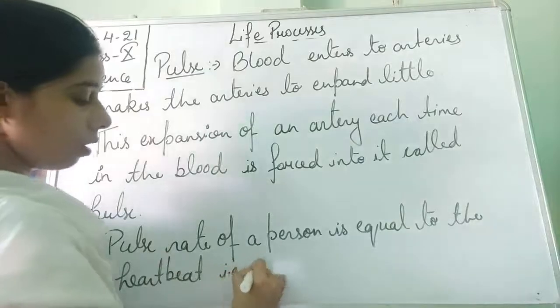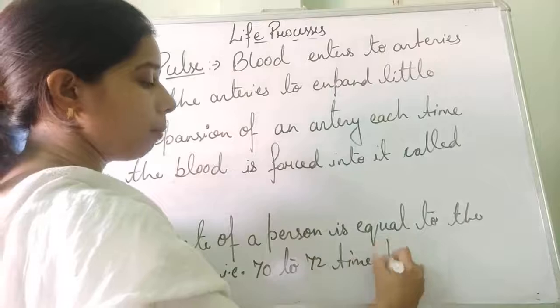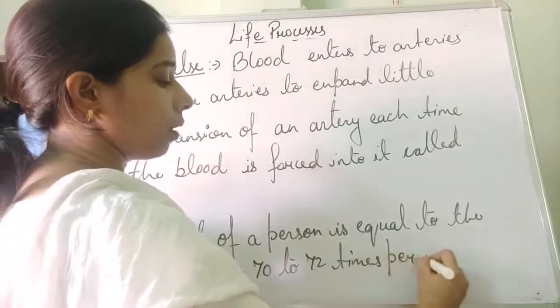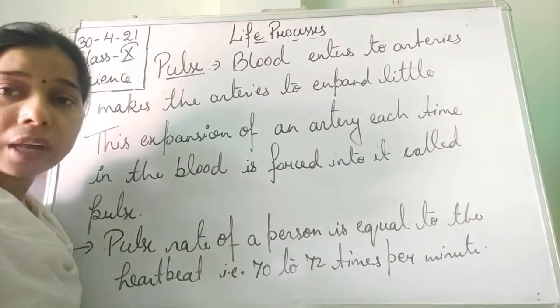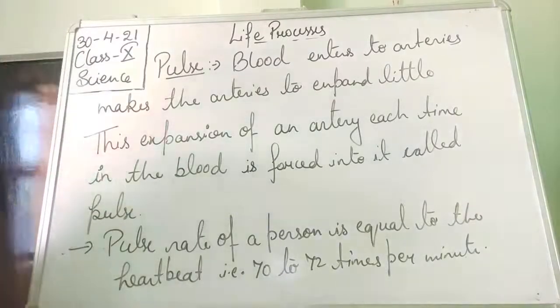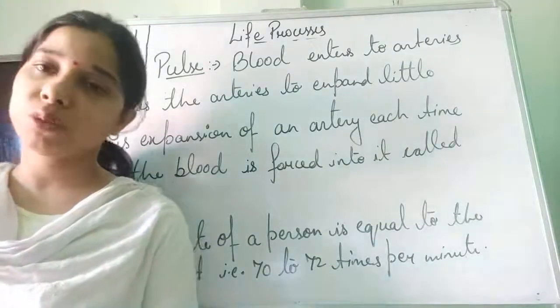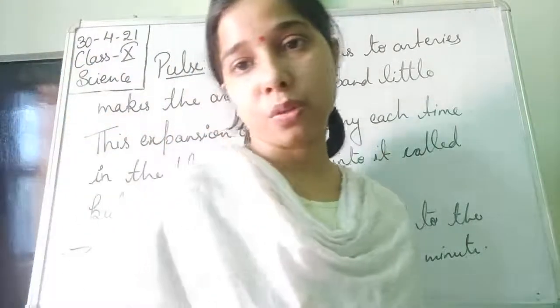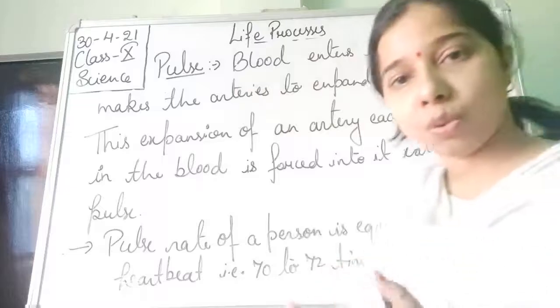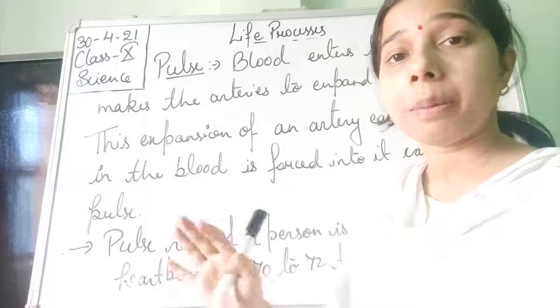That is 72 times per minute. 72 times per minute. This is the pulse rate. So we can say that when a person is resting, at that time when you check the pulse of the person, we will find that it will be equal to 72 times per minute. Okay. So this is about the pulse, students.